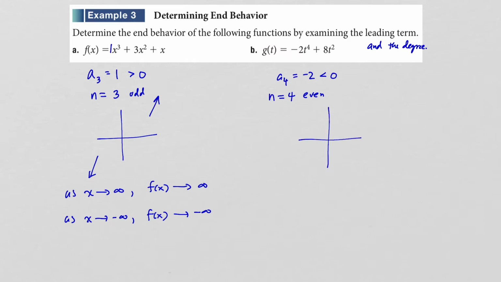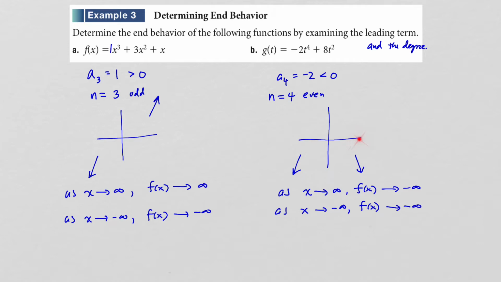Well, we know that if the power is even and you have a positive leading coefficient, then the graph would have gone up on both sides. But because your coefficient is negative, the end behavior is that it's going to go down on both sides. So what that means is as x goes to infinity, f of x will be going to negative infinity, and as x goes to negative infinity, f of x will also be going to negative infinity.